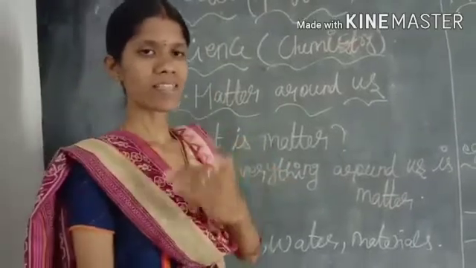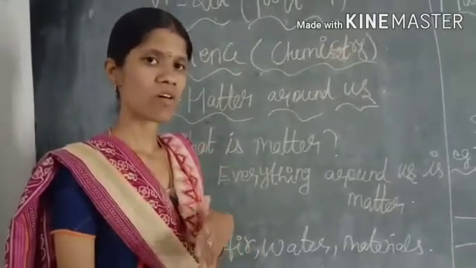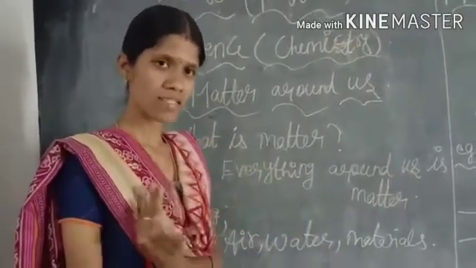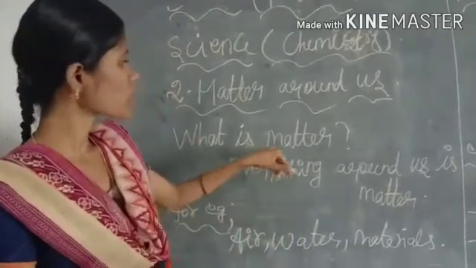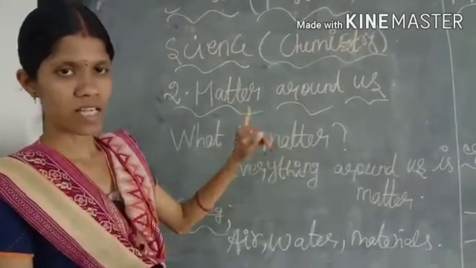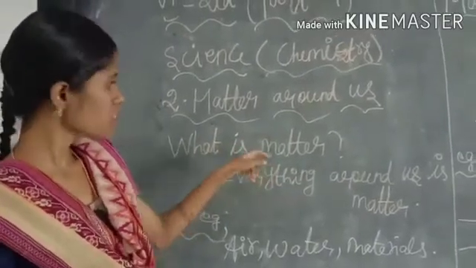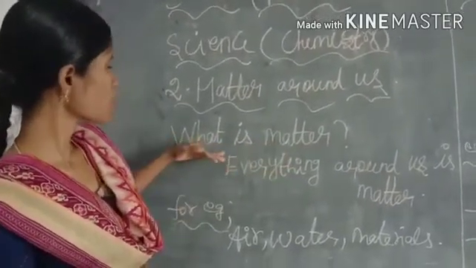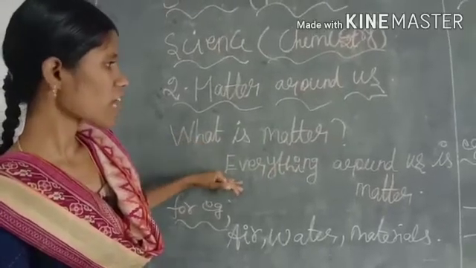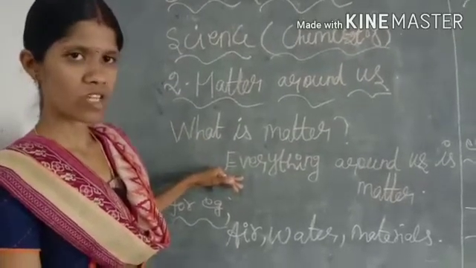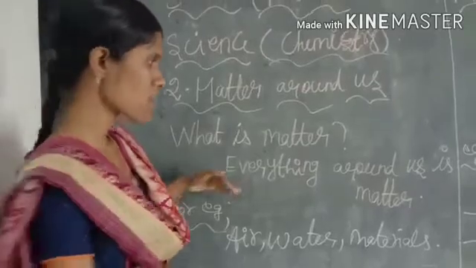Everything, the things, the materials, the substances that are around us are called matter. Okay students, the things, the materials, the substances which are all around us are called matter. So what is meant by matter? Everything around us is matter.